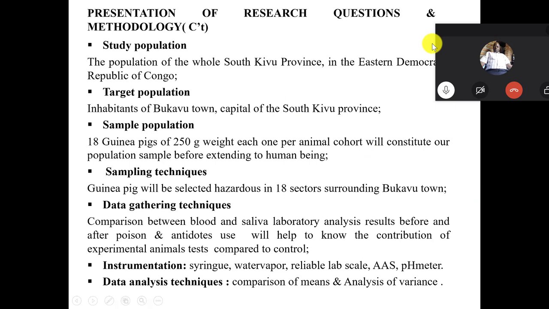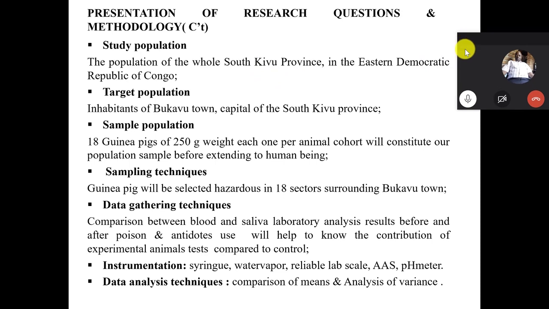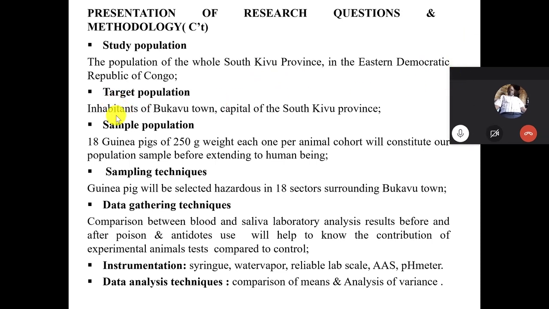And for study population, the population of the whole South Kivu province in Eastern Democratic Republic of Congo constitutes our study population. The target population is the inhabitants of Bukavu town, capital of the South Kivu province. For sample population, because it is a study that will involve animal model.